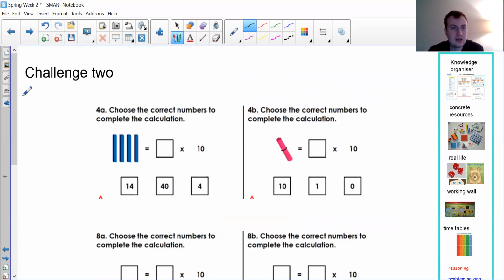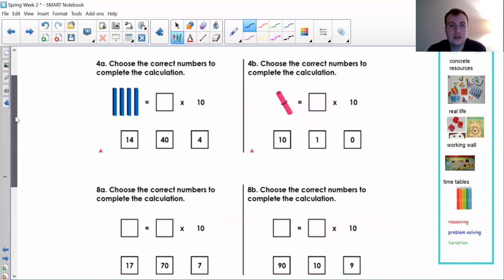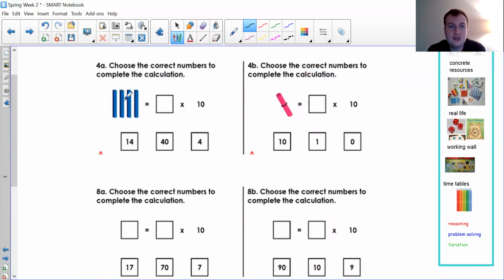Right. So for these, I had to count these up. So I've got 10, 20, 30, 40. So if 40 is here, it's not going to be 40 in the box. What do I need to times by 10 to get 40? 4. Over here, just 10 here. So 10 times 1 equals 10.